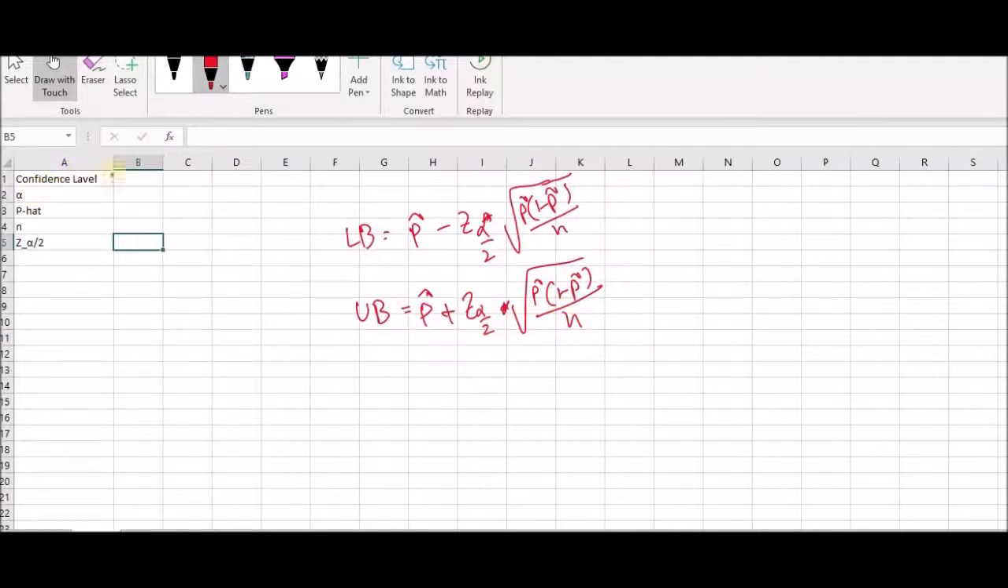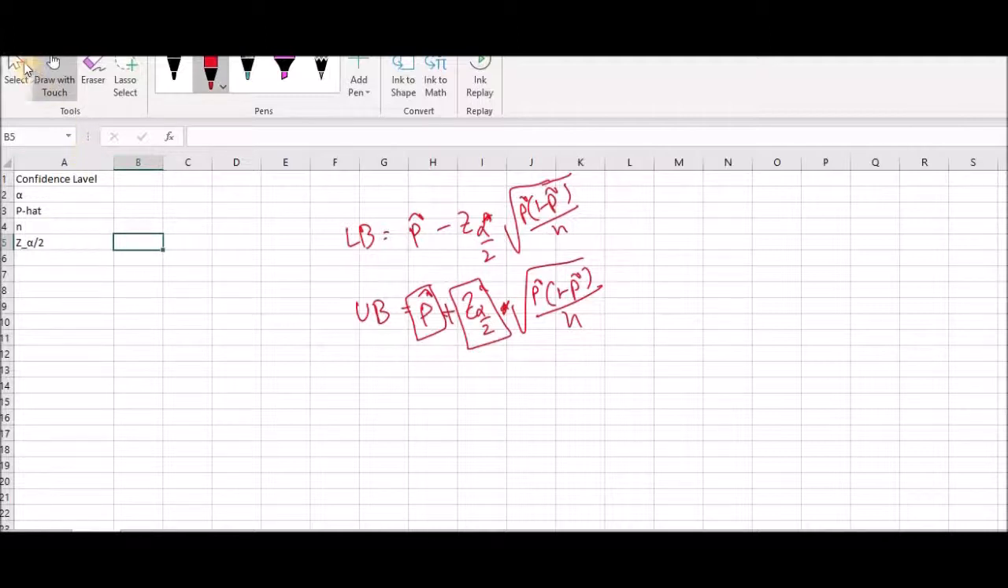So we have from the question the level of confidence and alpha. We're going to calculate p hat based on the information we have. And from that information, we will need to find the critical value. So we will need to compute p hat and the critical value. And then we are going to use the lower bound and the upper bound formulas to compute the lower bound and the upper bound of the interval.